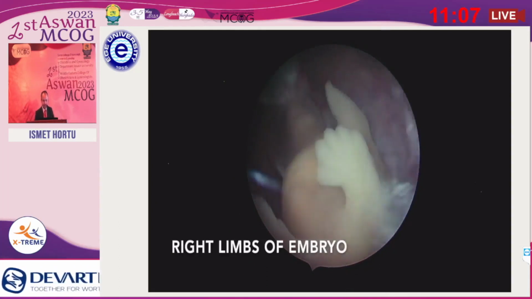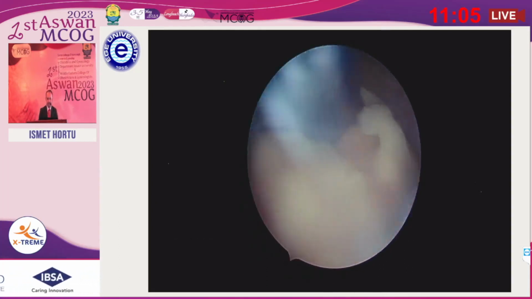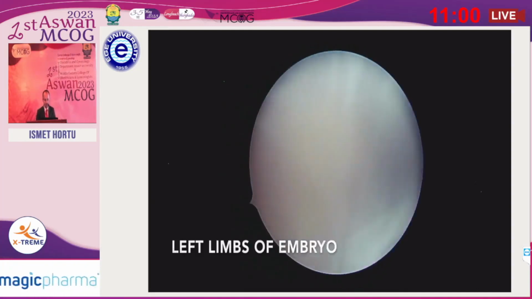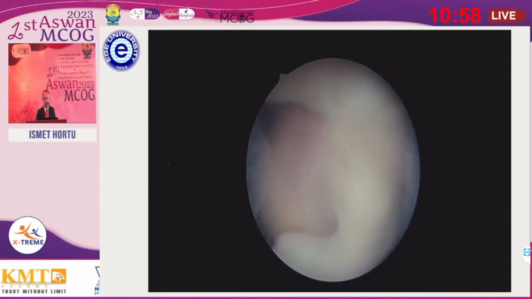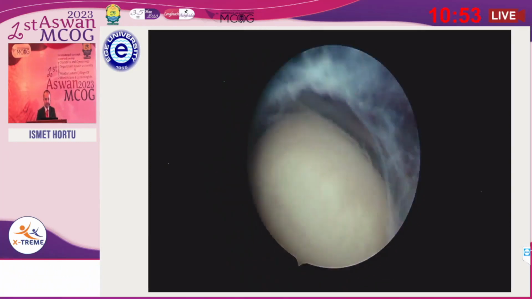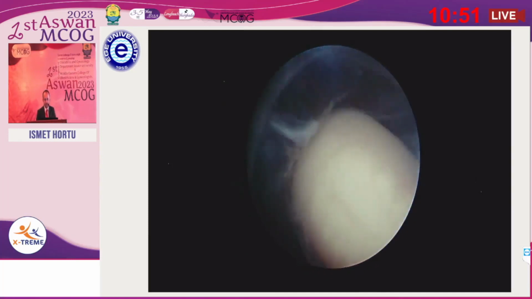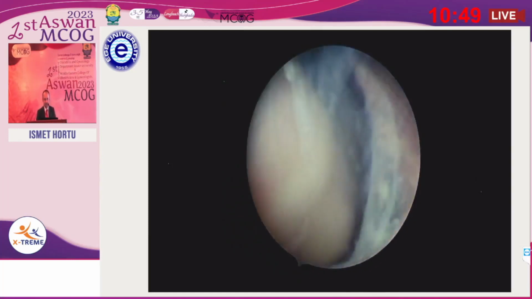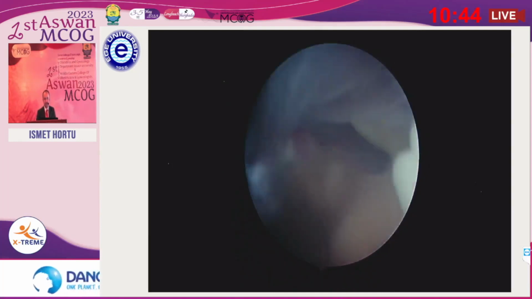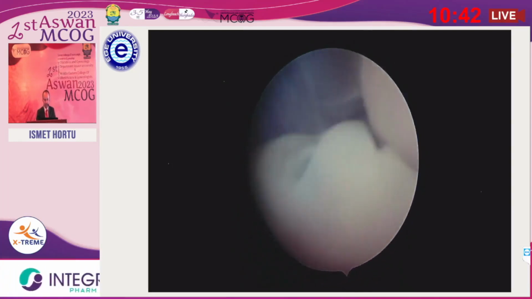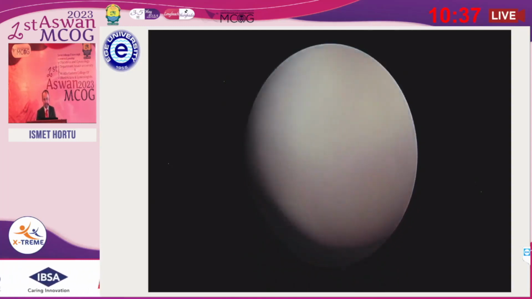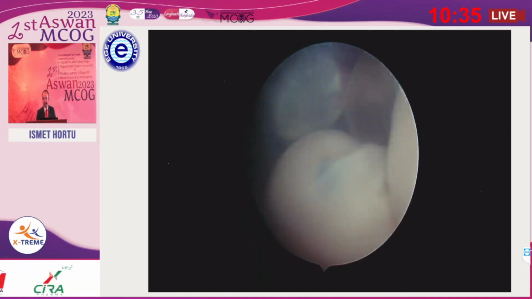This procedure allows us a magnified view to identify the macroscopic anatomy. If there is a macroscopic gross anomaly, we can conclude and discuss genetic counseling with the patient for the next pregnancy. And after this operation, of course, we evacuate the uterine cavity.